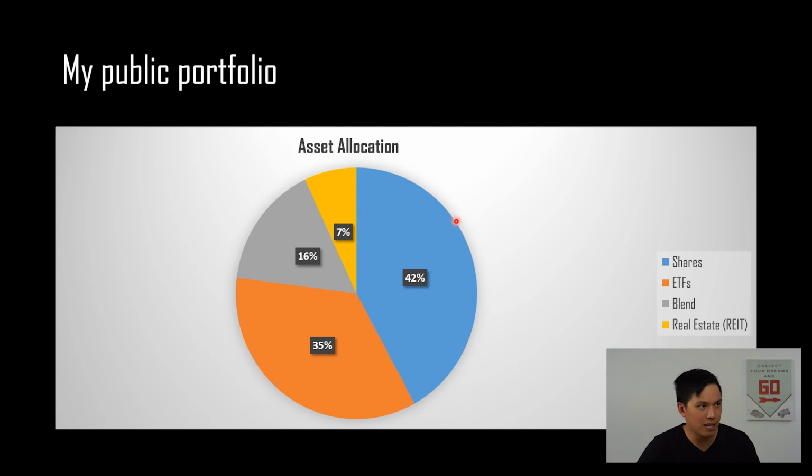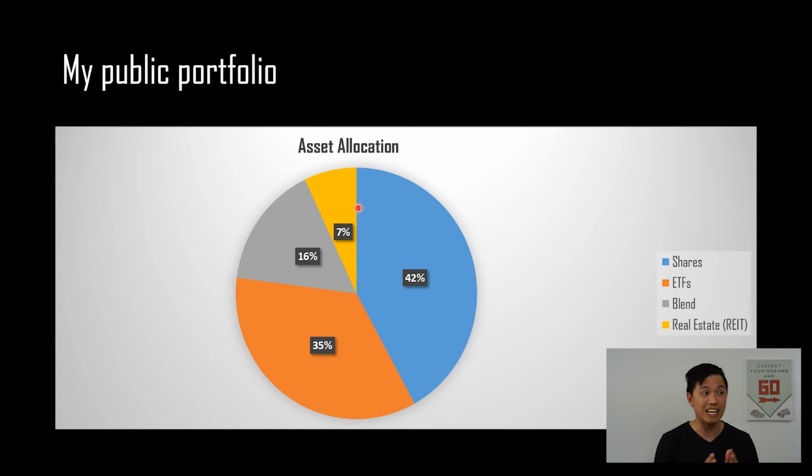Essentially, I have 42% of the portfolio in shares. ETFs make up 35% of the portfolio. Blend, which essentially I categorize blend as shares that have an exposure to real estate. Some shares invest a lot in real estate, so when real estate prices go up, the share prices also go up. So there's a little bit of an exposure to real estate as well as shares in the stock market as well. And that's why I categorize that as a separate asset class. But depends on how you want to define it. This could go into shares as well. And lastly, I do have 7% in real estate investment trusts or REIT.